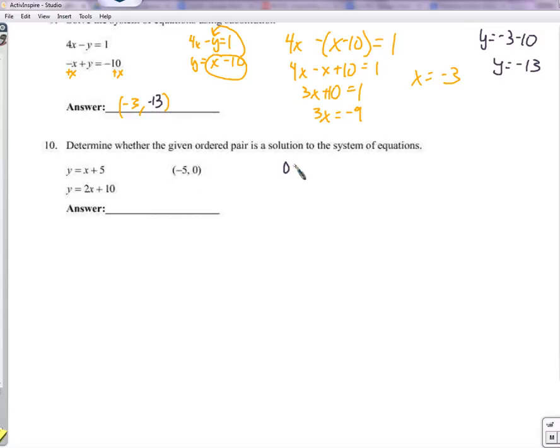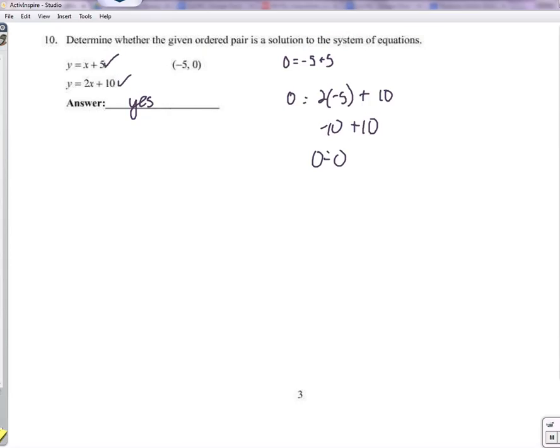So 0 for y, negative 5 for x, plus 5. Negative 5 plus 5 is 0, and so for this equation, it is a solution. This one here, y is 0, 2 times negative 5 plus 10. 2 times negative 5 is negative 10, plus 10, and 0 equals 0. Check. So yes, it is the solution to this system of equations.